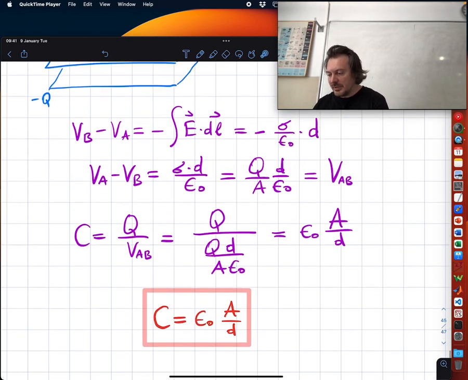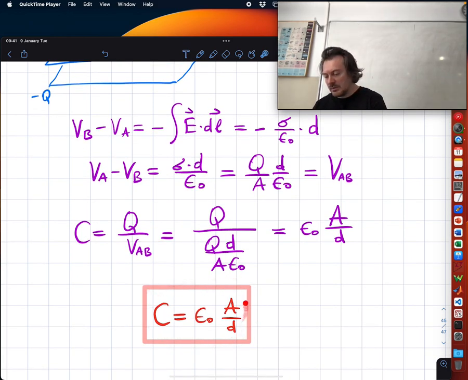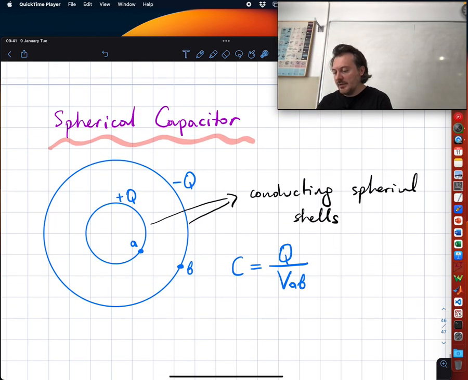Like for the parallel plate, notice that the capacitance was depending only on the geometric factors. So it doesn't depend on the charge or voltage that you are applying. This is not the case in the real world. In the real world, maybe applying voltage would change your geometry, right? But idealistically, it only depends on the geometry. And here it will be the same case again.